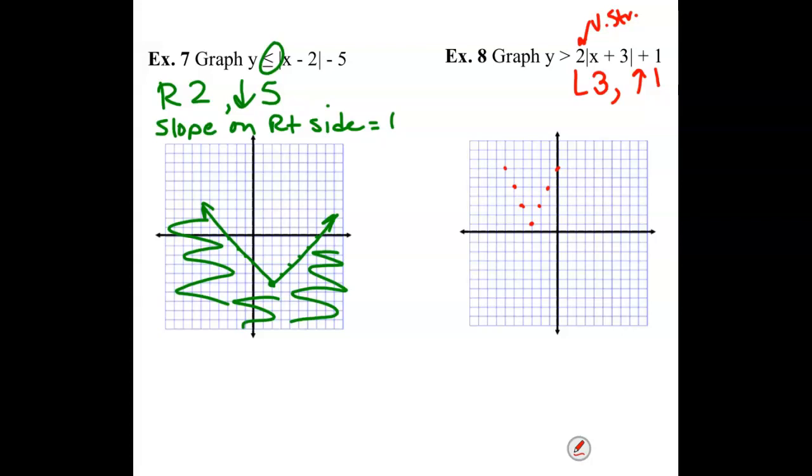Will it be solid or dotted? This one should be dotted. If we want y to be greater than that, that means we have to be above our line, or above our V. In this case, above would be everything inside. Questions on that?